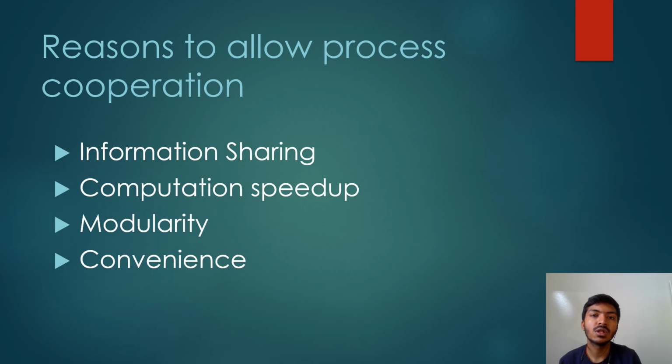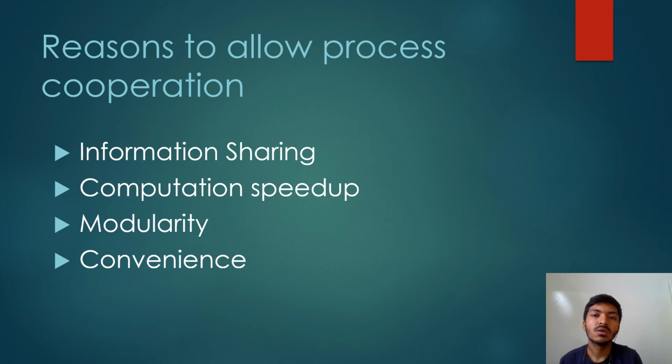The third one is modularity. Modularity means dividing a task into different modules to execute it. And since these different modules lead to the same goal, they need to communicate with each other, and so modularity is another reason to allow process cooperation.